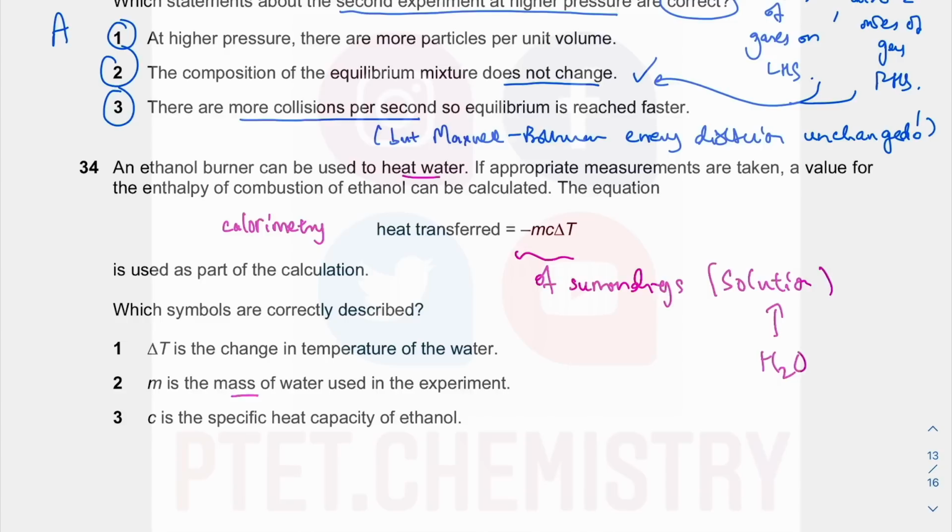So m is the mass of water, that's correct. Delta T is change in temperature of the water, which is of the surrounding. C is specific heat capacity of the water. Everything is of the solution, of the surrounding, of the water. Okay, so only 1 and 2 are correctly described. Option B.